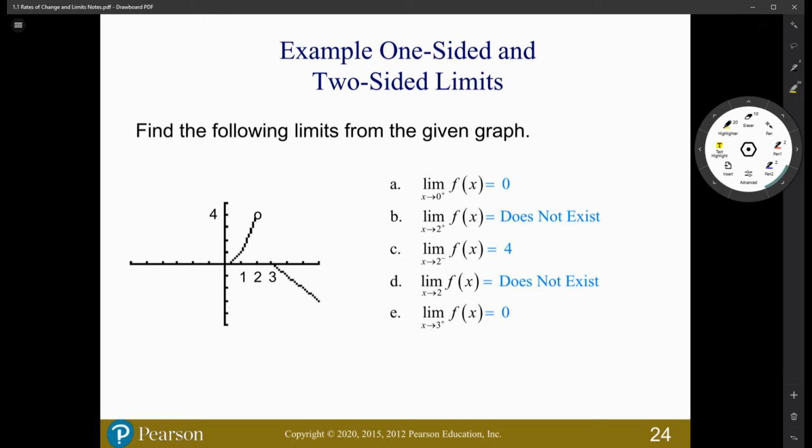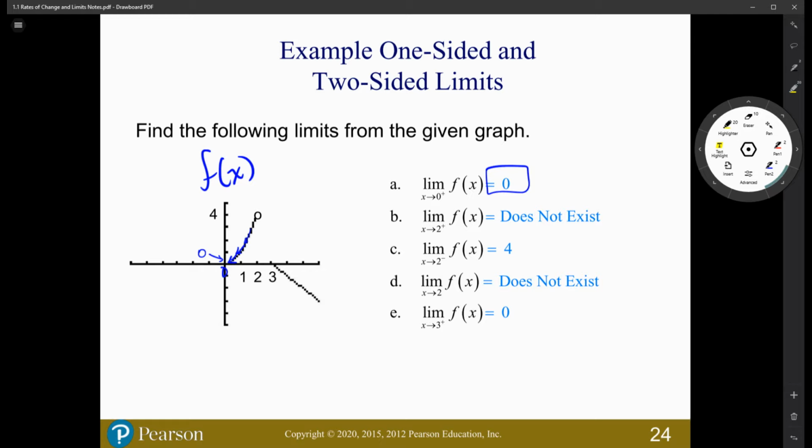Here is one example that we can use to see one-sided limits. Answers are in there, but maybe we can just confirm them. Here's a graph of f of x, and we can see it's a piecewise function. Part A, what is the limit as x approaches 0 from the right? Well, let's see. Here's 0. As we approach from the right, it seems that the graph is headed toward a y value of 0, and that's what we have here.